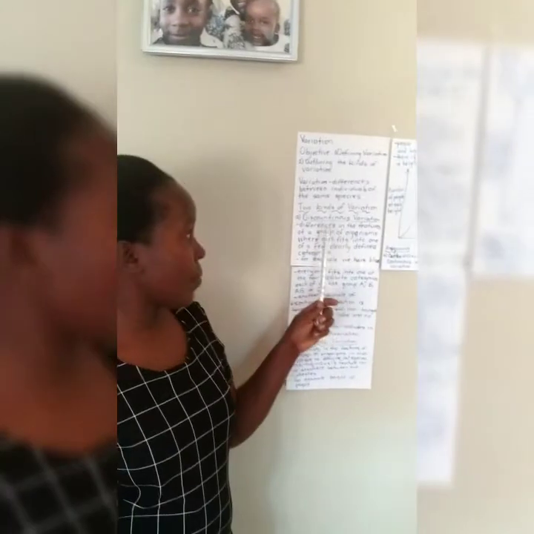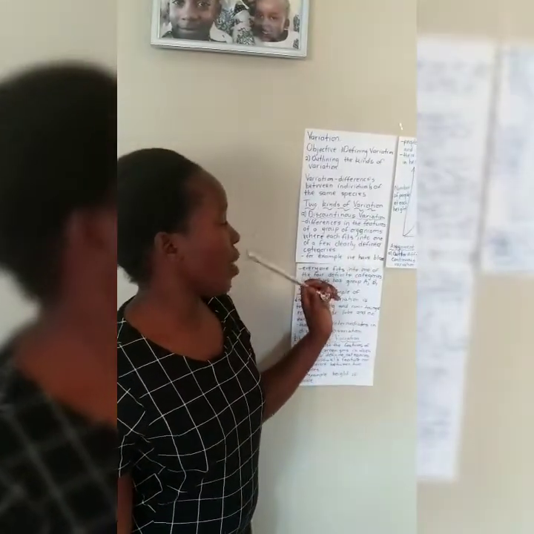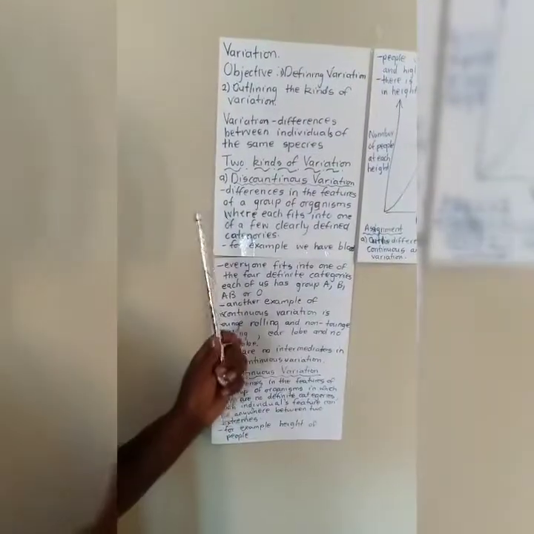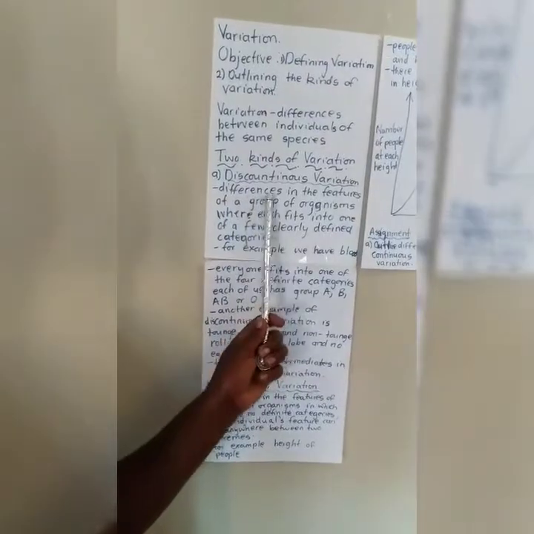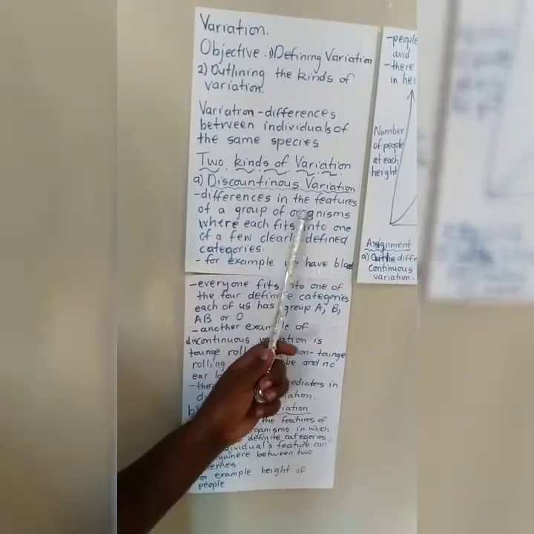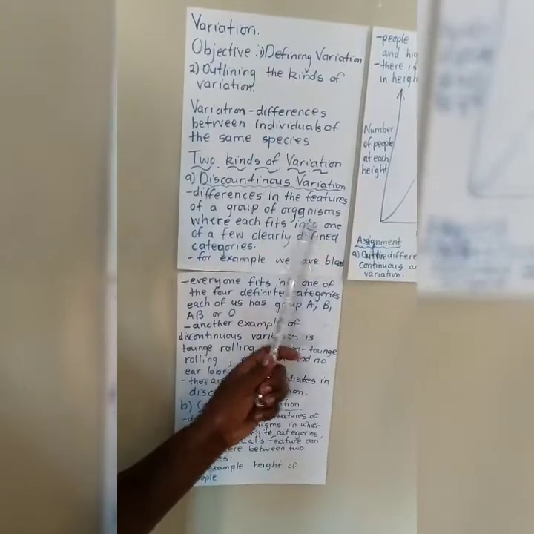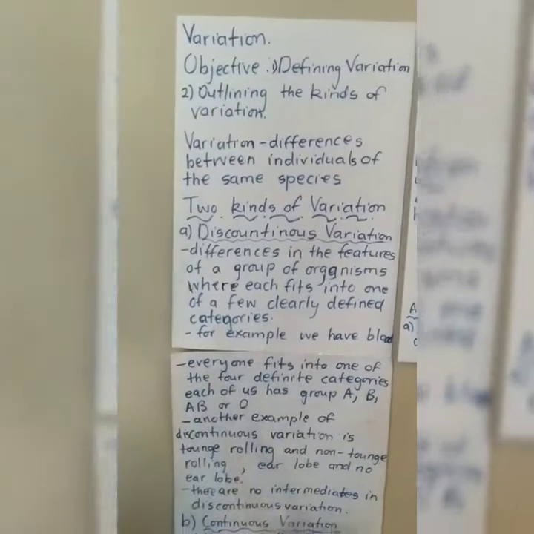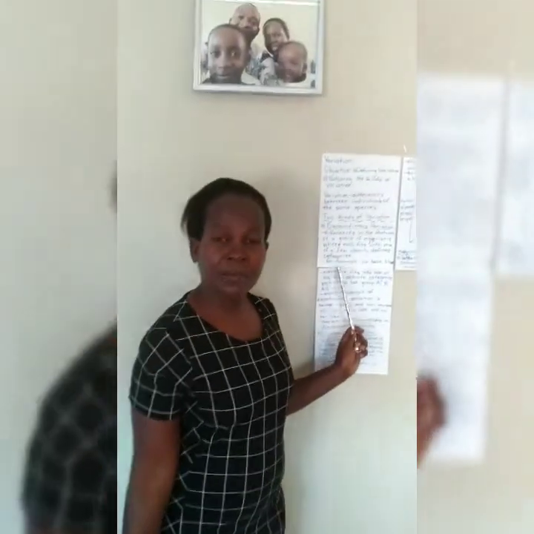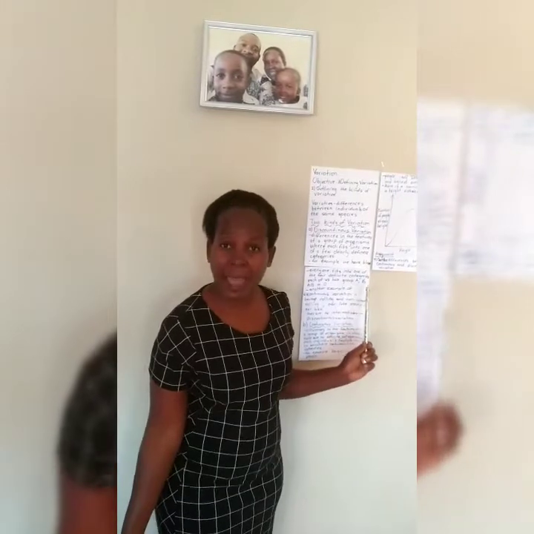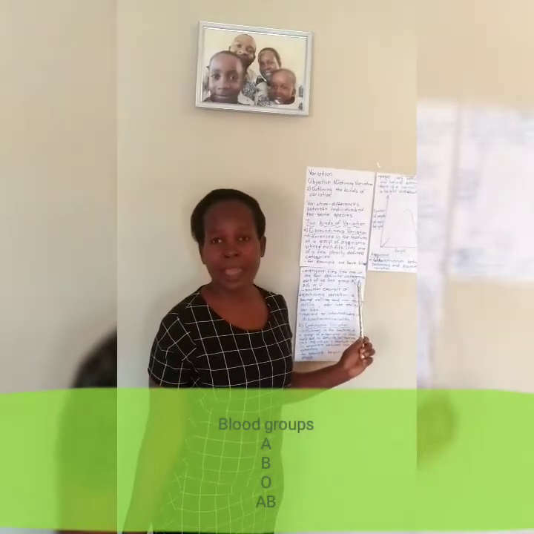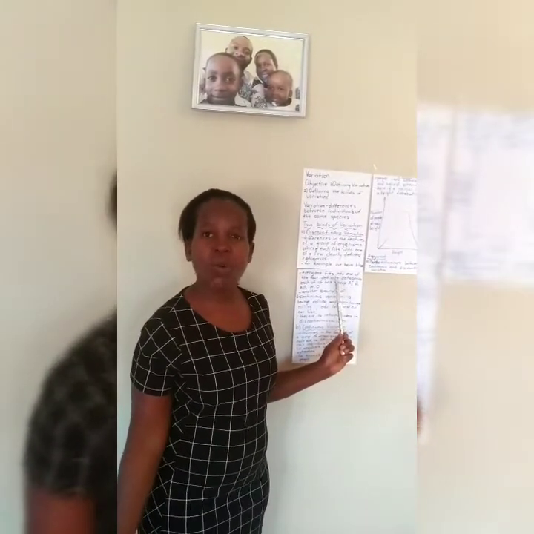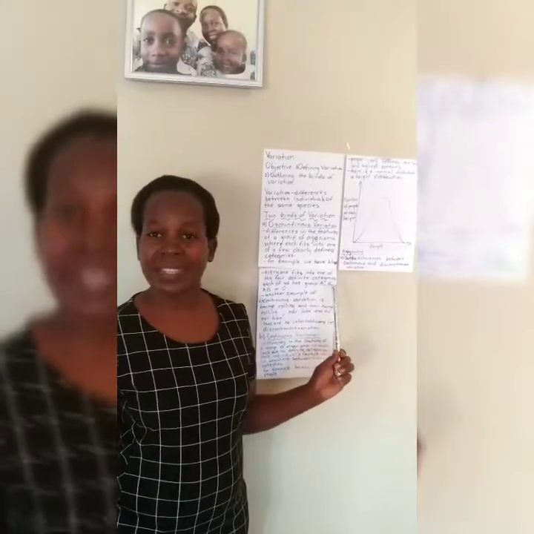The next item is two kinds of variation. We have discontinuous variation and continuous variation. Discontinuous variation refers to differences in the features of a group of organisms where each fits into one of a few clearly defined categories. For example, we have blood group. We have 4 different types of blood groups: blood group A, blood group B, blood group O, and blood group AB. So each person falls into a distinct blood group. There is no intermediate.